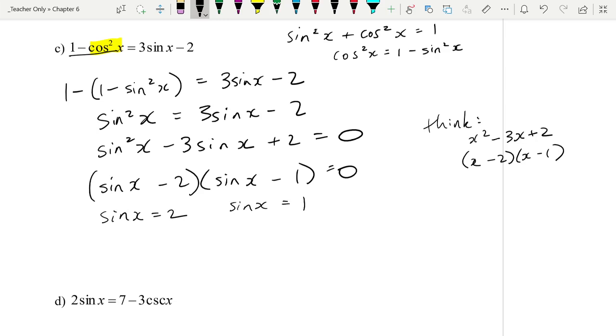What do you know about sine of x equals 2? Sine of x can't equal 2. No solution. That saves some time. Sine of x equals 1. When does that happen? At pi by 2, right? All right. Next.